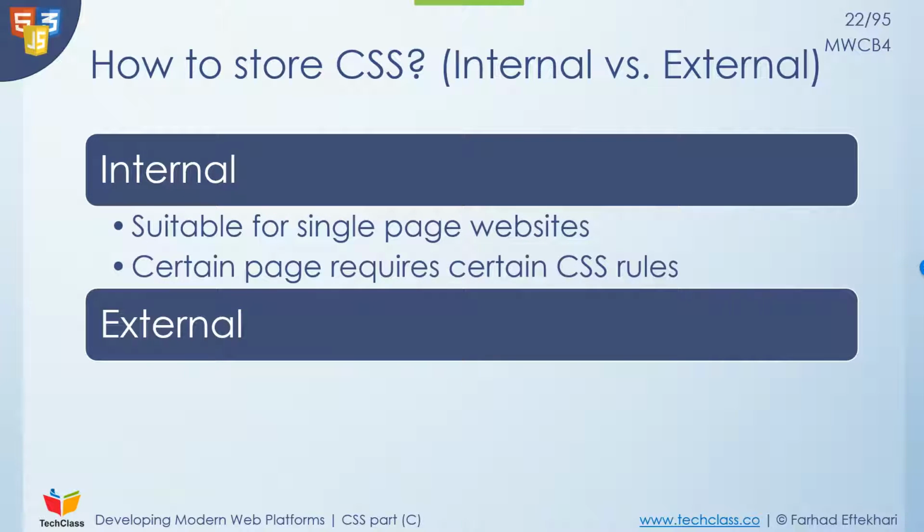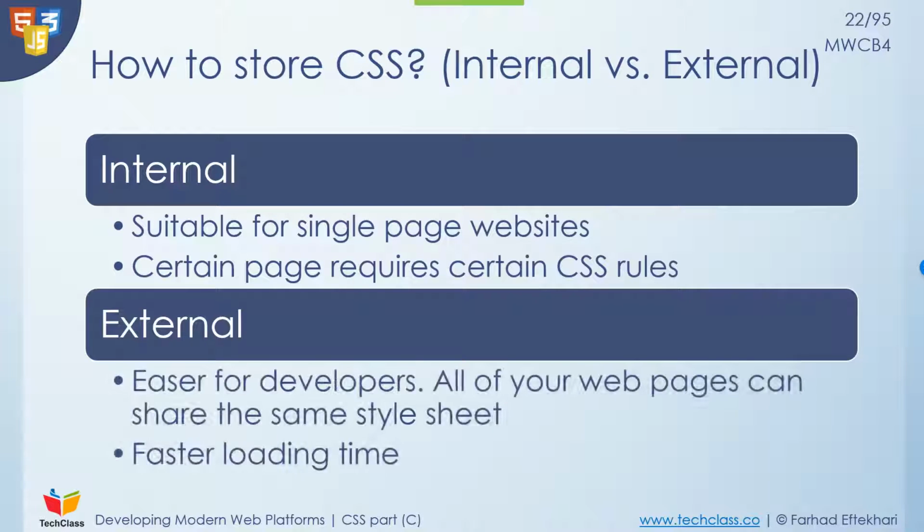Internal styles are suitable for single page websites, where a certain page requires certain CSS rules. External CSS files are easier for developers. All of your web pages can share the same style sheets, and they're going to have faster loading time as well, because once the browser downloads your CSS file, it's going to be cached and used there. So you don't need to add that size to each of your pages in order to use their rules. You already have them once, and when the browser downloads it, it's going to apply to all of your pages.